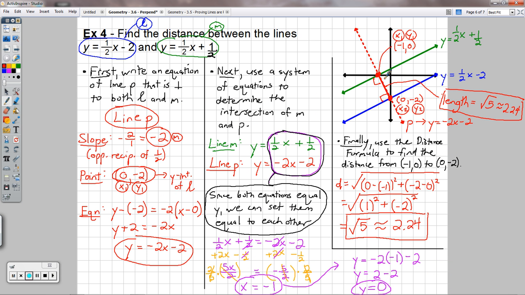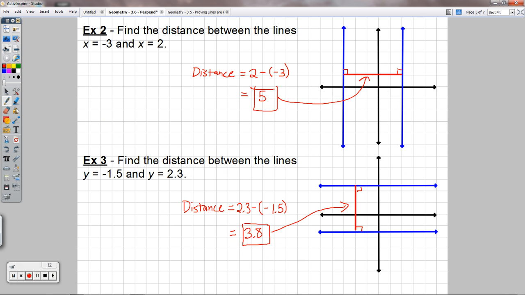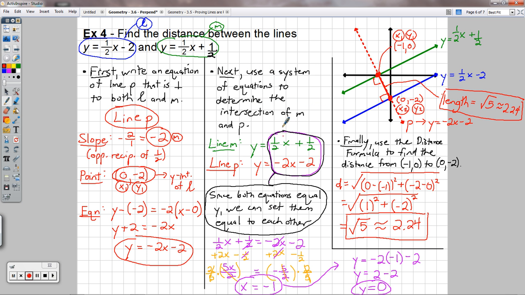But definitely expect to see one like this. We'll have nice integer values to deal with, but you'll have to use the process, show me that you understand the process, and go through it all to find the distance between two parallel lines on the coordinate plane. Also, make sure you know how to find the distance if it's just horizontal and vertical. That's much easier than what we did here. This is not hard, I don't think.